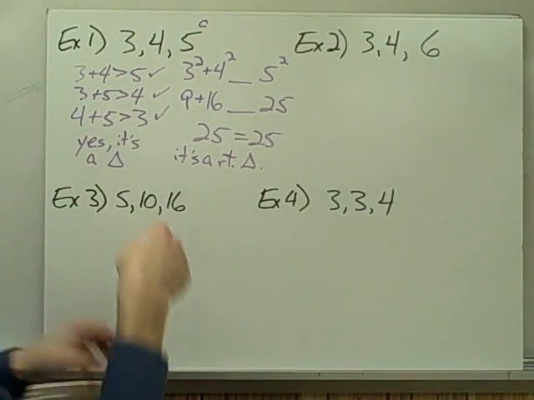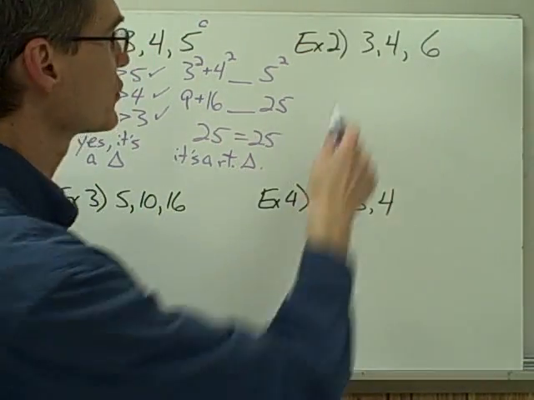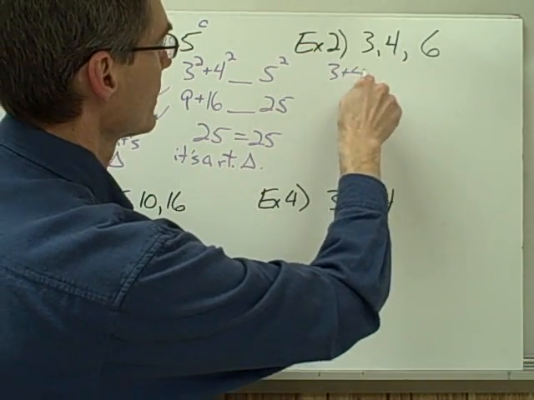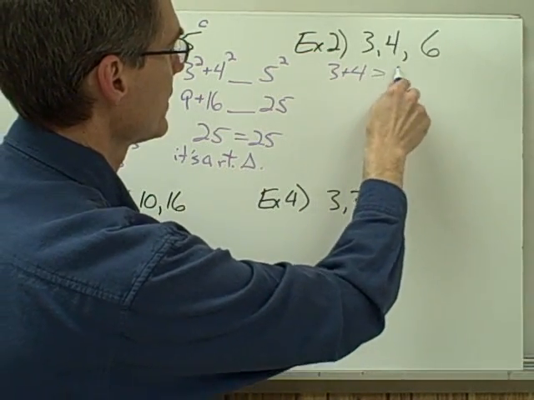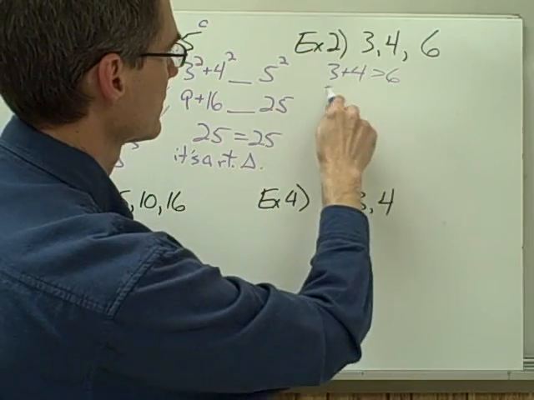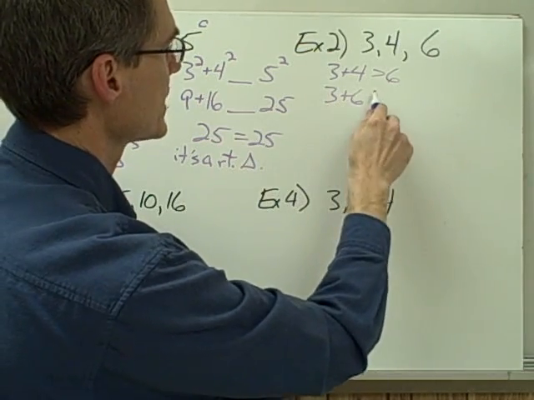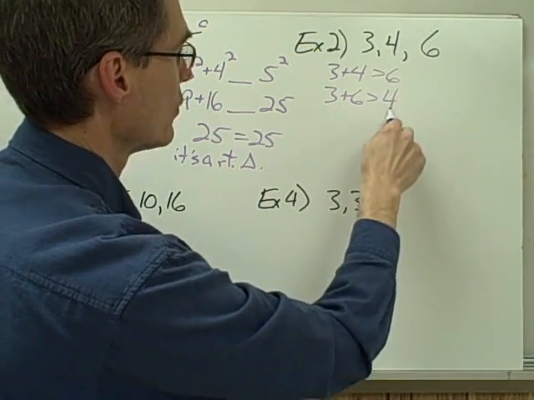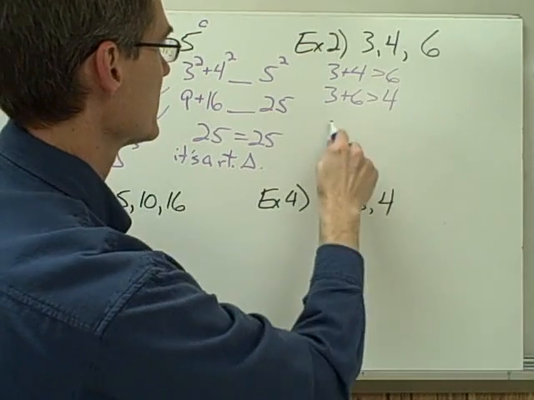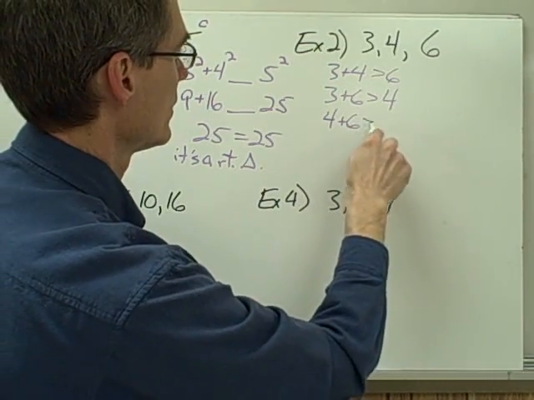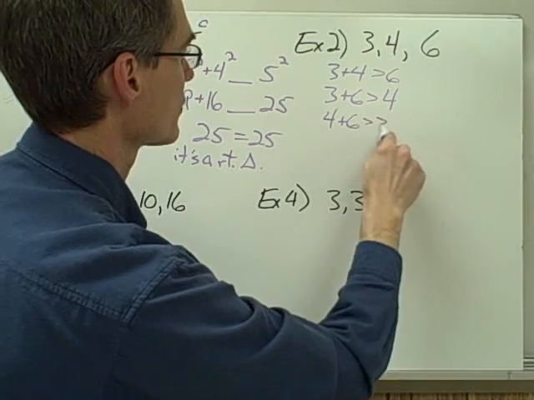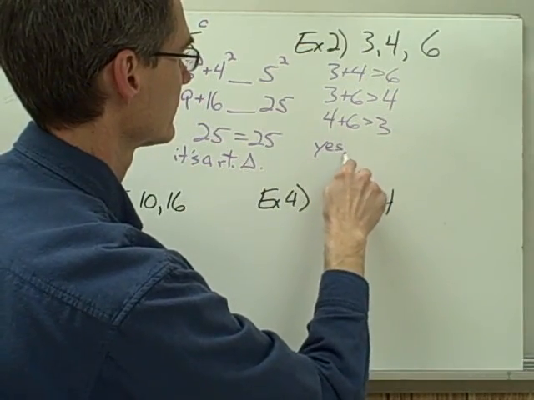Let's try example number 2. Again, first I want to know, do the three sides form the sides of a triangle? So let's see. 3 plus 4, that's 7, that's greater than 6. 3 plus 6, that's 9, that's greater than 4. And let's see, 4 plus 6 is 10, that's greater than 3. So yes, it's a triangle.